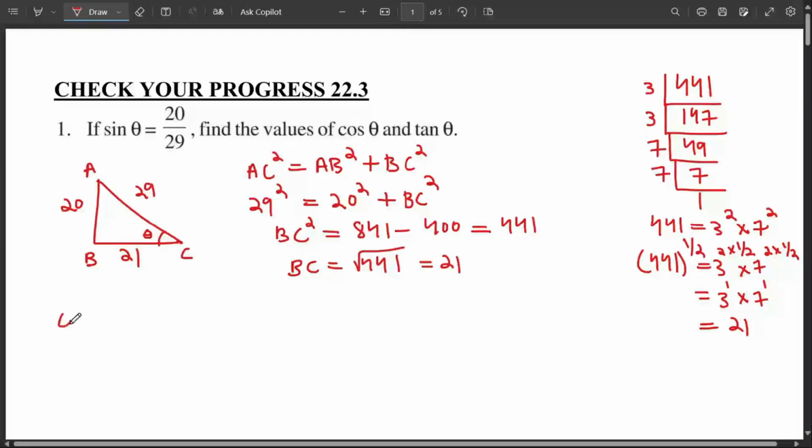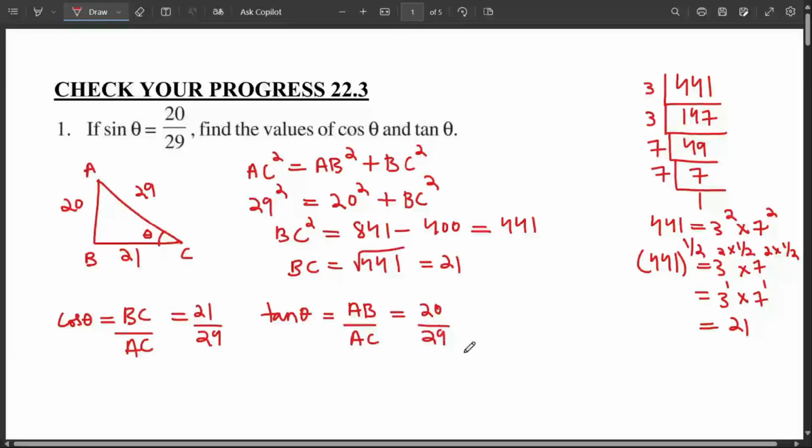So what will be cos theta? It is nothing but the adjacent side BC divided by the hypotenuse AC. So BC is equal to 21, AC is equal to 29. Then tan theta is equal to the opposite side AB divided by the hypotenuse AC. So AB is equal to 20, AC is equal to 29.